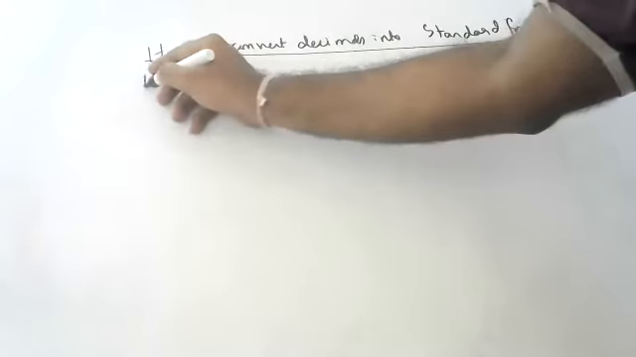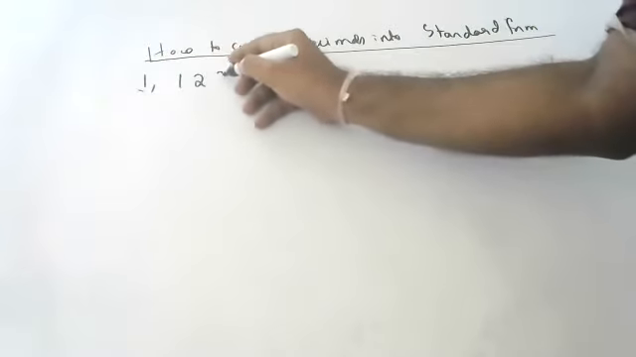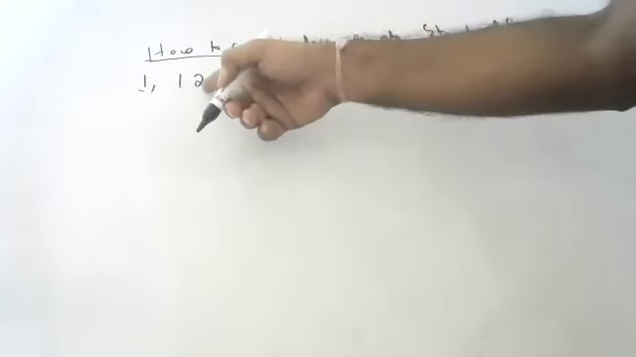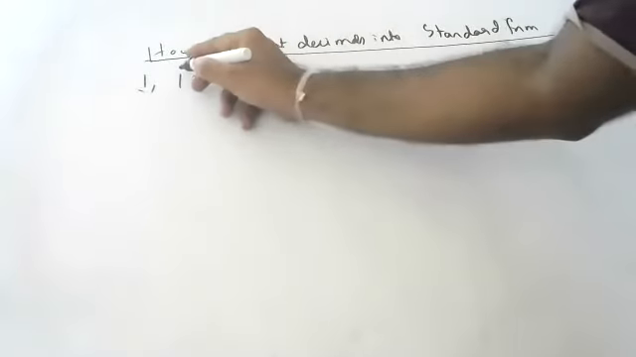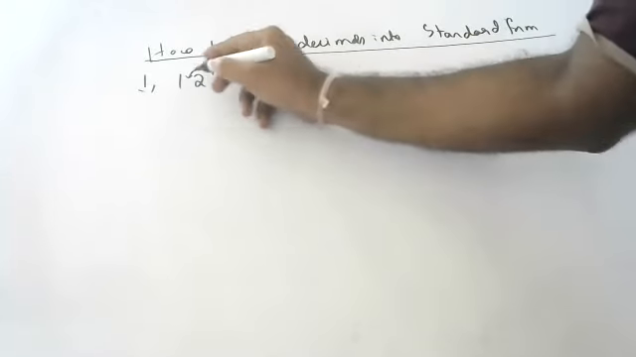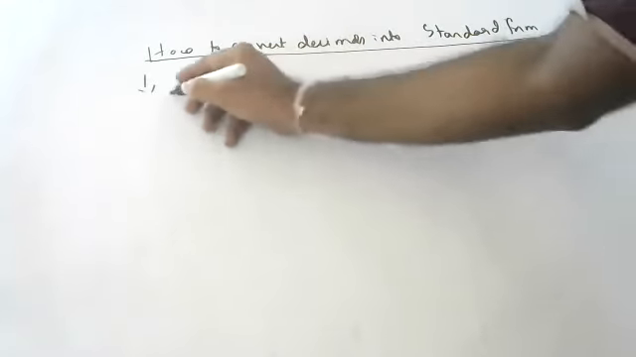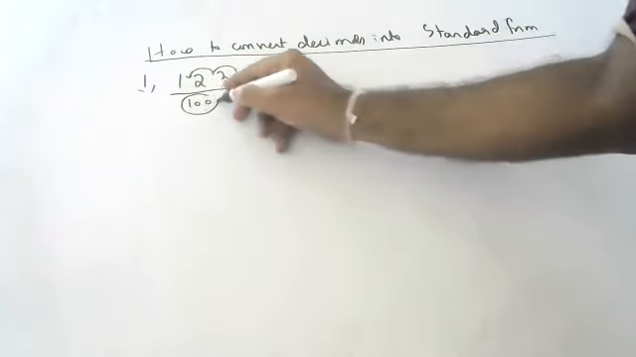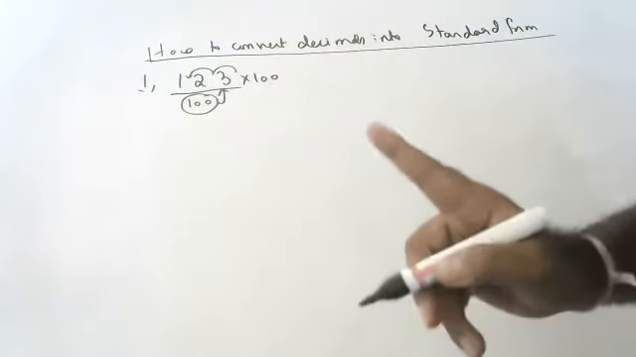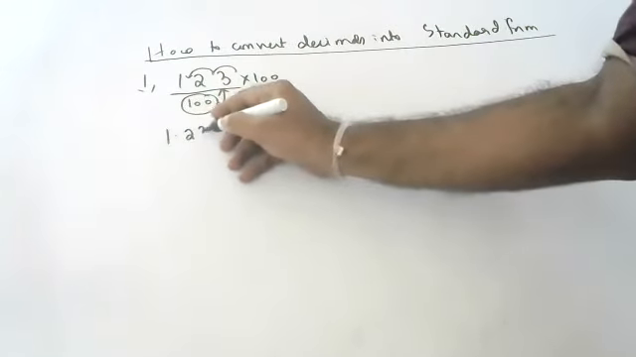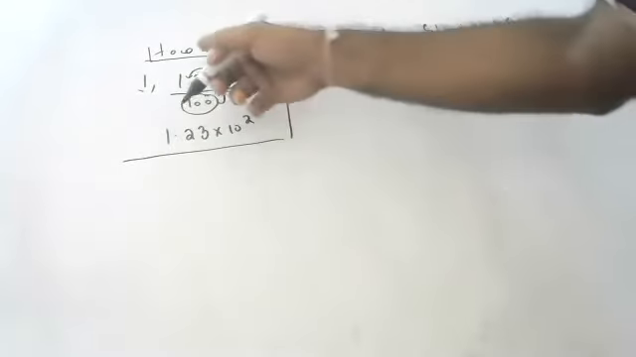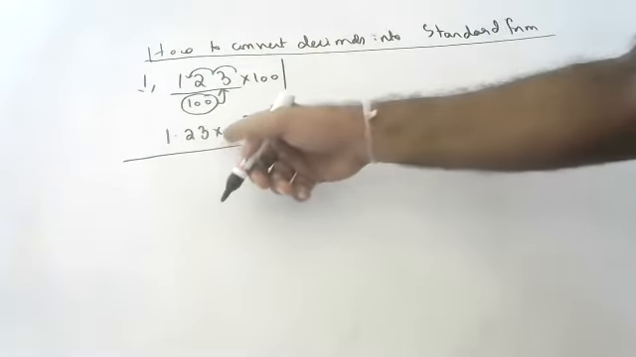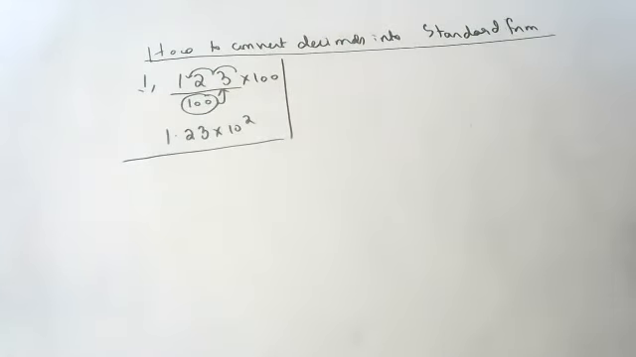Okay, so children, suppose 123 was there. Yesterday I was telling this topic. This is not a decimal. Yesterday's topic repetition: 123 is there. After 1 I want the decimal. What I did yesterday, children, I multiplied with 100 and divided with 100. I used the denominator for putting the decimal, so it became 1.23 into 10 to the power of 2. This is the answer. 123 in standard form means 1.23 into 10 to the power of 2. This was your answer yesterday, children.